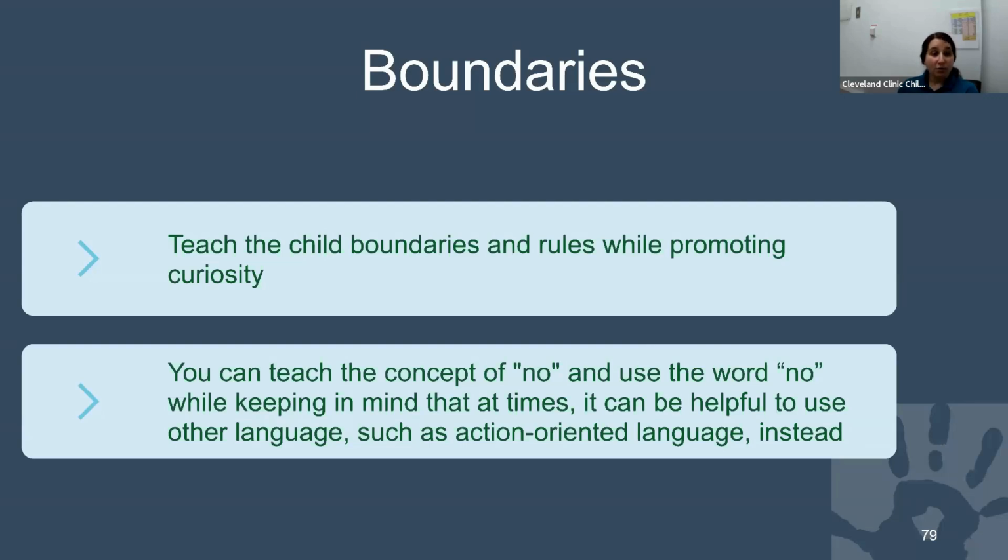But with that said, one important caveat is that for certain situations, it might be more helpful for you and for the kiddo to avoid the word no, for the purpose of using what we call action-oriented language. So that example was, instead of saying no running, saying the action you do want them to do, walking feet. So although it's important for a kiddo to be able to understand and tolerate and accept a parent telling them no, depending on the situation, it might be more beneficial to use action-oriented language instead of using the word no.